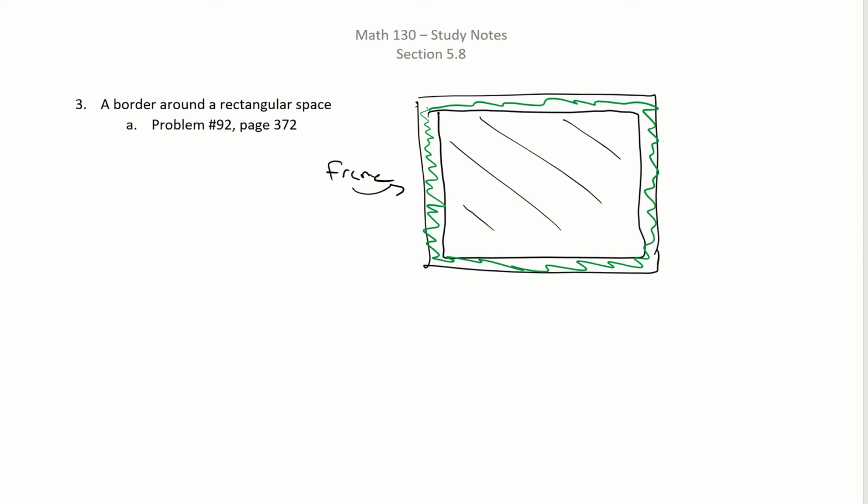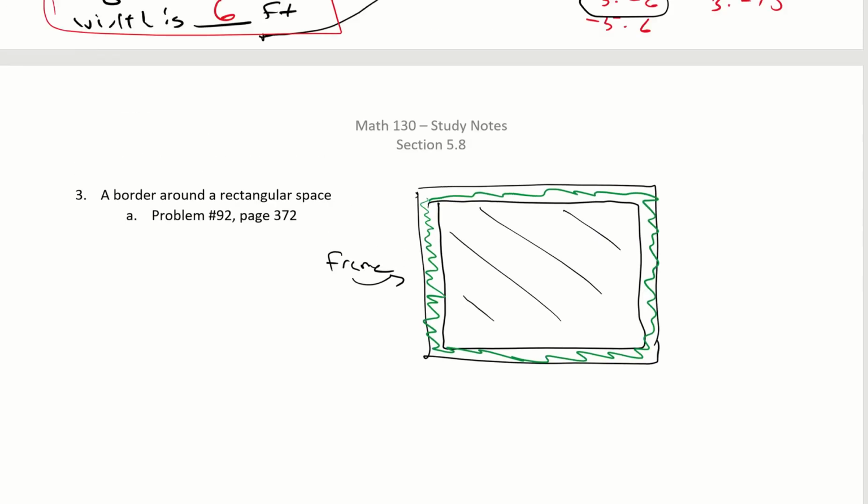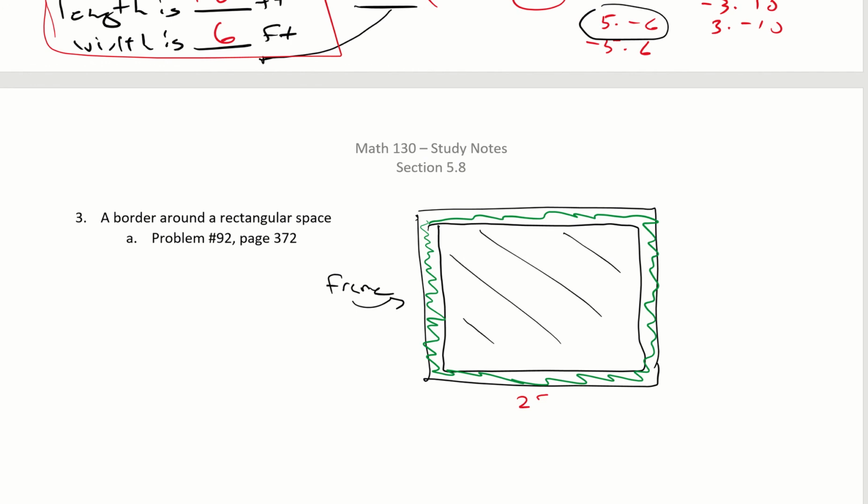Okay, so what they said were two things. One, they said the picture frame is 28 centimeters by 23. So this is 28 centimeters, let's say, and this is 23 centimeters. Then they said something really kind of mysterious. They said the area of the picture itself is 414 square centimeters. What picture?